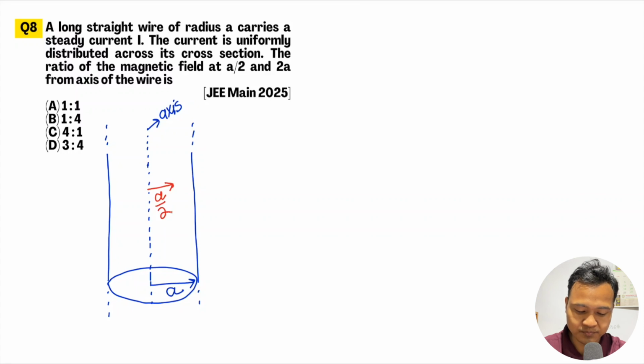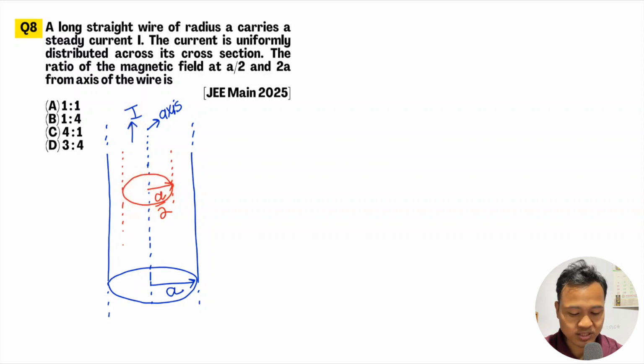At a by 2, I can apply Ampere's circuital law. With Gauss law we draw a Gaussian surface; with Ampere's circuital law we draw an Ampere's loop. So I draw one loop here, something like this. Here we need to know how much current is going inside the loop. The total current is I, but only the current flowing through the area inside the loop counts.